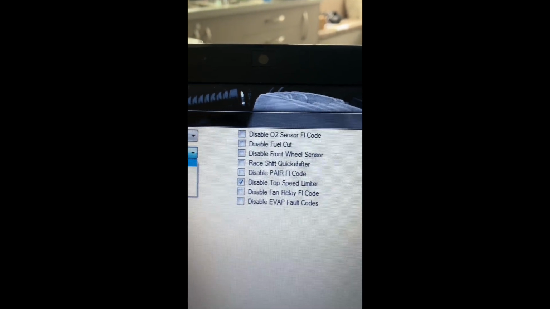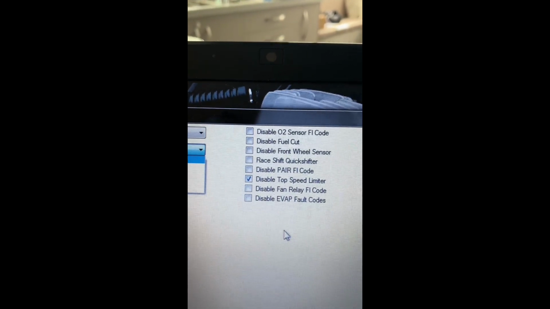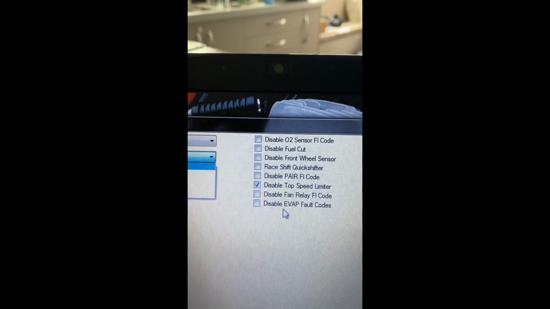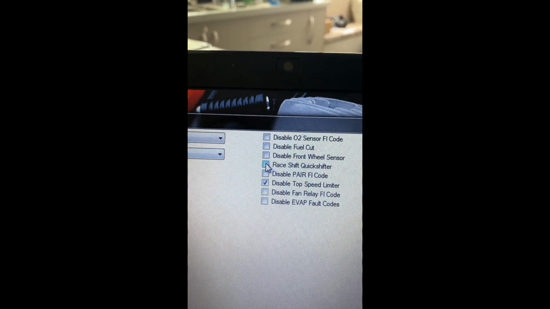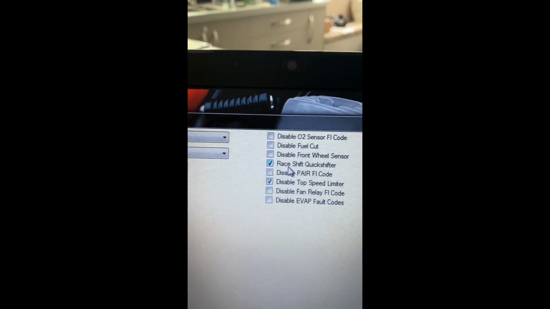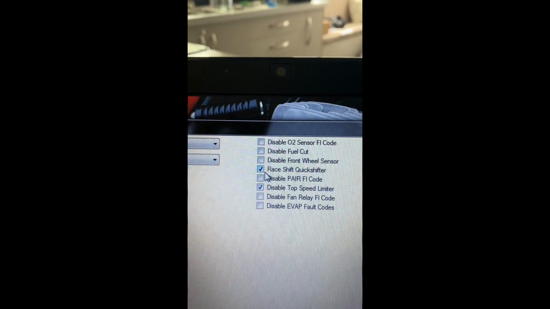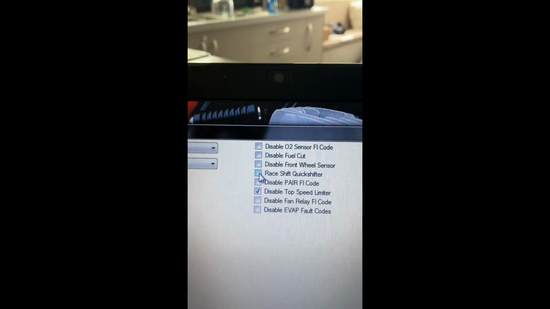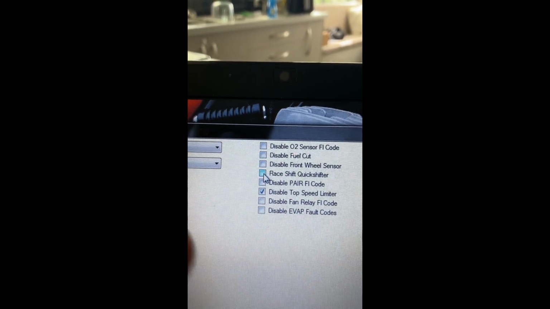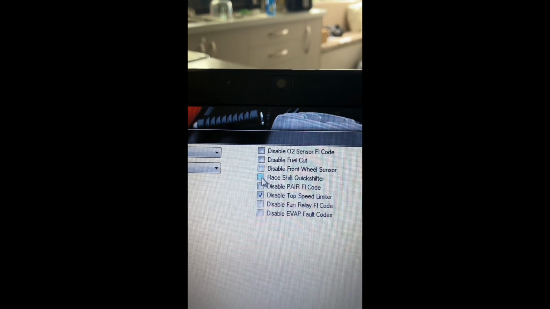So you can go through and you can choose all of these, whether you want to turn these on or off, and that's the race quick shifter there. You can click that and go, yep, I want the race shift to be quick shifter, so that inverts it all. So you flip your shifter arm on your shaft, turn it around 180 degrees, and then you need to hit that one as well.